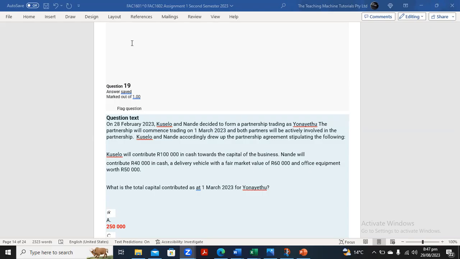Any question? So the capital is not only in the form of cash, even your non-current assets can form part of capital. Anything that the owner contributes into the business is called capital.